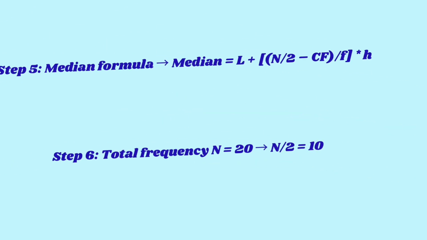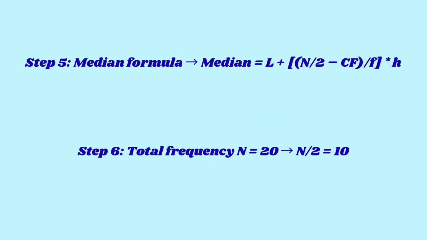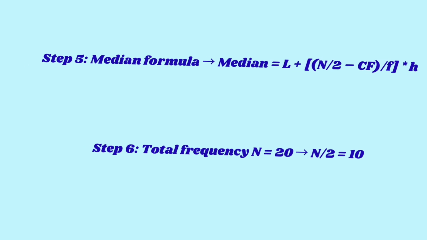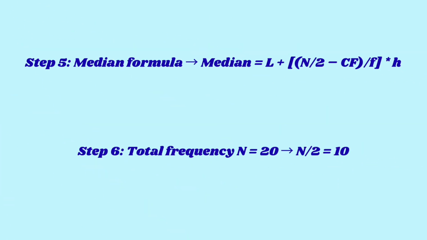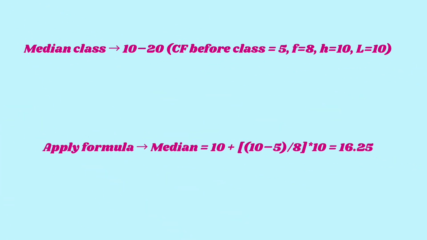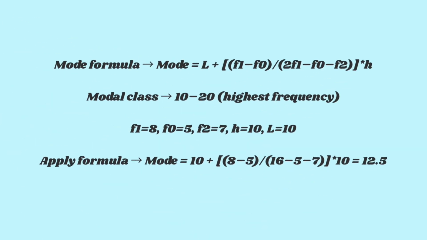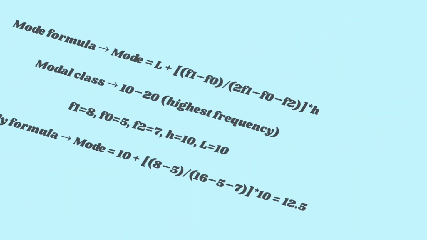Now step 5 for median. The median formula is L plus, in brackets, n by 2 minus CF, divided by frequency, multiplied by H. So step 6: what is the total frequency? N is 20, so n by 2 equals 10. Now the median class. We will put the values in the formula and we will get the median. The mode formula is also given here, and we have the frequencies given here too. We will apply the formula and we will get the answer for this.